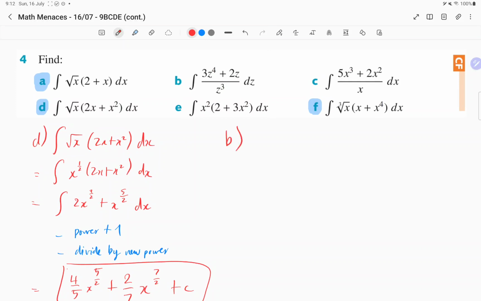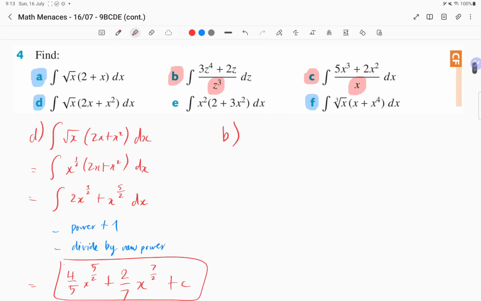The next one is not so straightforward. Question B. Now this question B is quite similar to question C. B and C are similar in the sense that they are a fraction. But what you should notice is how many terms are at the bottom? One term, with the variable only. When there are 2 terms, which in some of the questions later you'll see, it will be different, but if there's only 1 term at the bottom, that means you can split up the fraction.